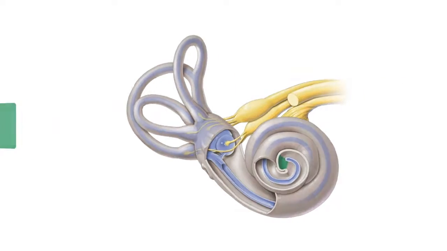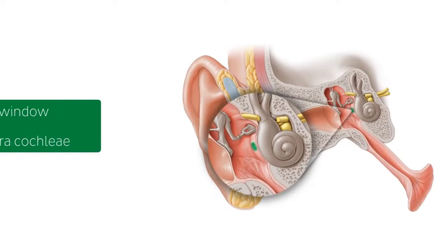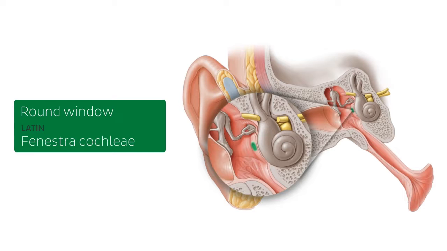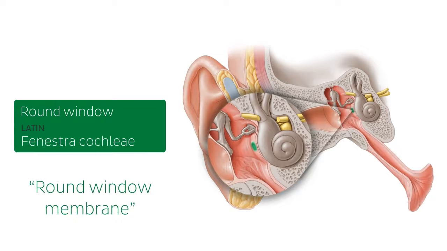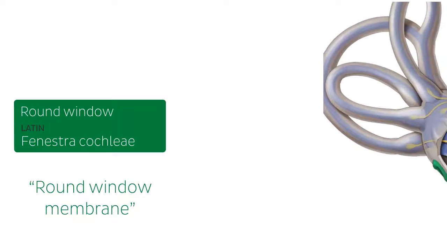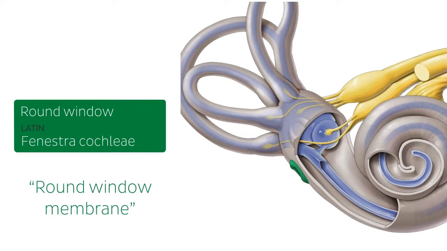At the very base of the cochlea, there is an opening called the round window, which is the passage through which the cochlea communicates with the middle ear. This opening is situated at the end of the scala tympani, below the oval window, and is closed off from the middle ear by a secondary tympanic membrane known as the round window membrane. In the next illustration, we zoom in on this structure, and again you can see that it's highlighted in green.